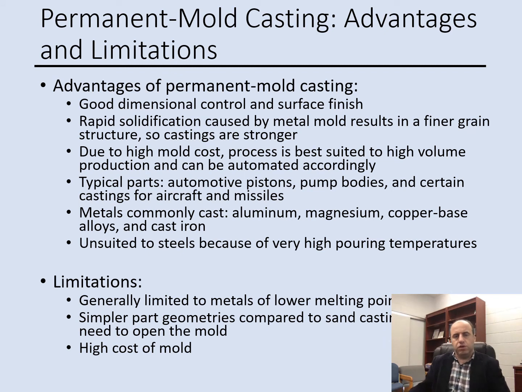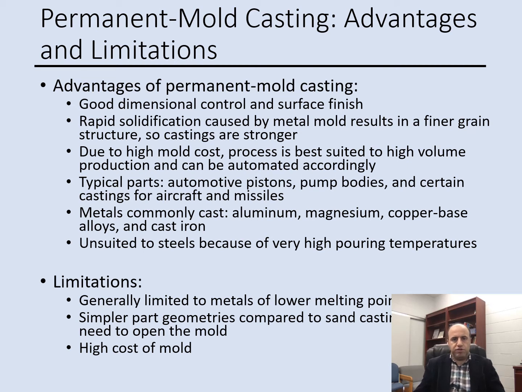Permanent mold casting has some limitations and some benefits. The first benefit is that it has good dimensional control, and it gives you a very good surface finish. During the process, we have rapid solidification during the cooling process because of the mold. You have a metal mold, so it can transfer the heat faster, and you get a finer grain. We discussed before, if you have a faster cooling rate, then the part is going to end up having a finer grain. If you have a finer grain, the material is going to be stronger.